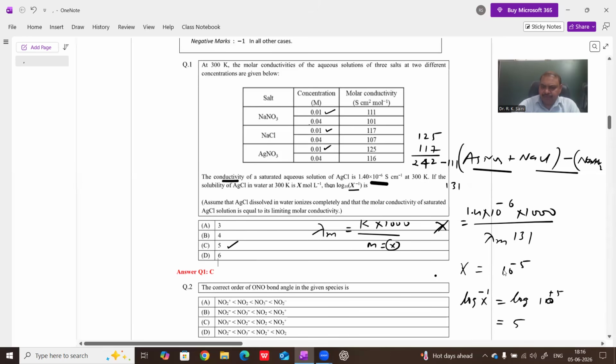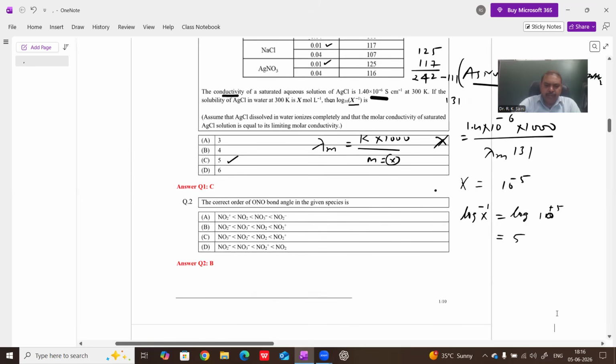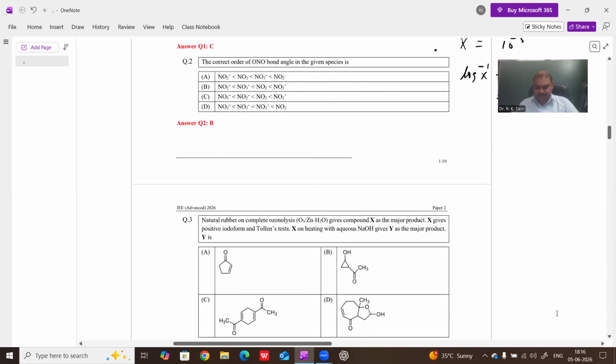Question second is based upon chemical bonding, particularly bond angle. We find bond angle with the help of hybridization as well as VSEPR theory. One species is NO2 positive. In case of NO2 positive, the hybridization state is sp and it is a regular molecule, therefore the bond angle is exactly 180.